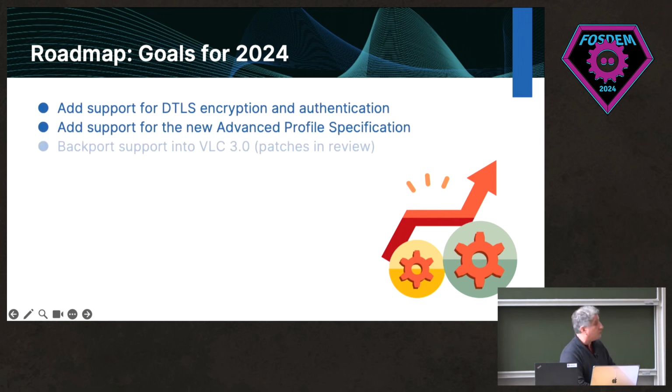So the top priorities for 2024 for the development roadmap is we want to add support for DTLS encryption and authentication. We want to fully add support for the new advanced profile that adds the new header ID with the special payloads. And we want to try to see if we can get back support of the library into VLC 3.0.